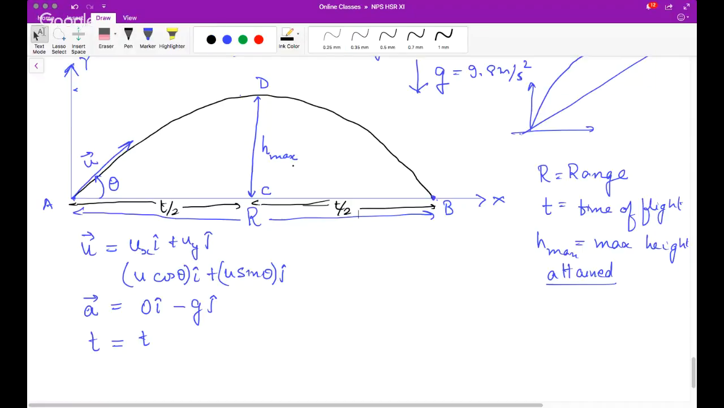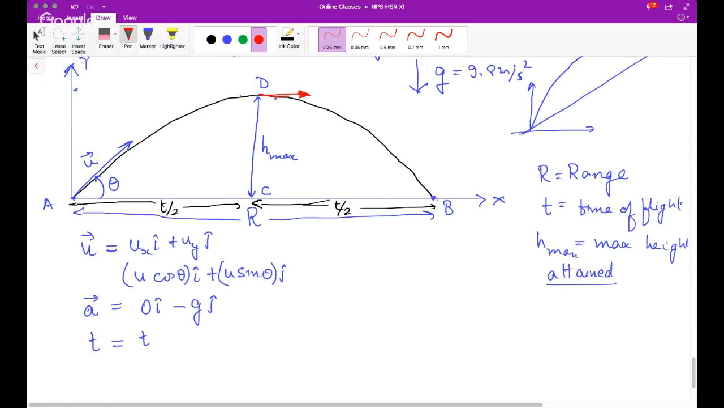We learned in 1D motion also, if you throw something vertically up, the time taken to go up will be equal to the time taken to come down, right? So this will be useful information here. What else? If you see at this point, the instantaneous velocity is directed along the tangent, like that.